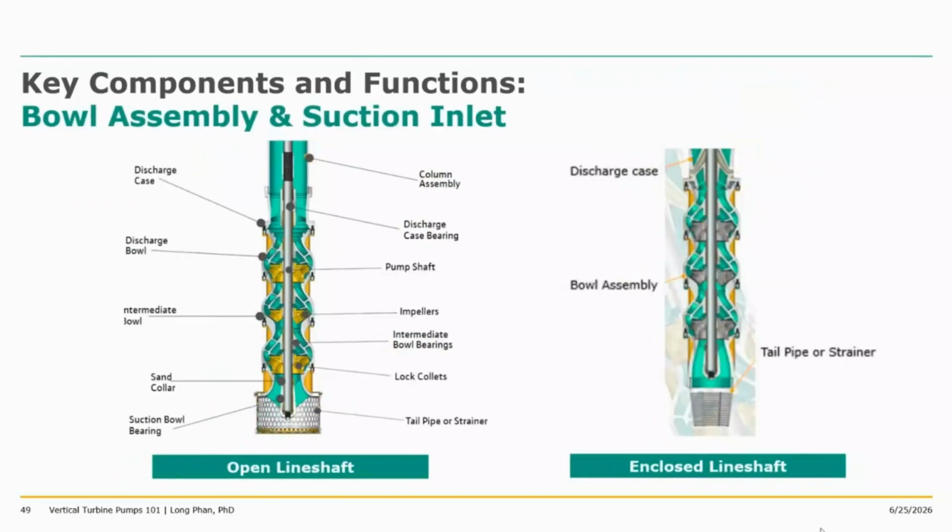For the bowl assembly and suction inlet, the open line shaft and enclosed really share the same thing. So as you see here, on the enclosed side, we don't want to repeat again, but they all share similar components like discharge bowl, the pump shaft, or the bowl shaft, impellers, intermediate bowls, sand collars, lock collets. It depends on the impeller size. It could be collets or key, in this case, assuming the collet is a small size. And then we have the bottom, they are either strainers or tailpipe or any type of strainer to block any loose debris going through the pump assembly.